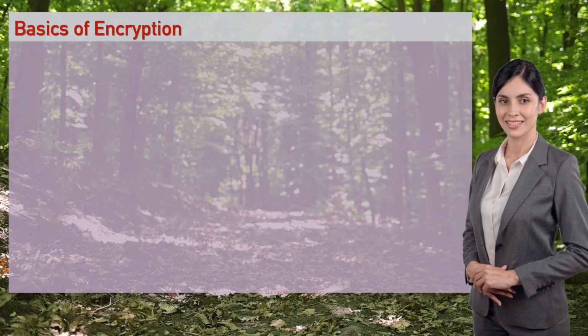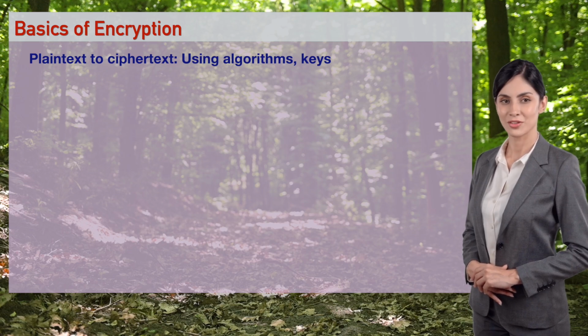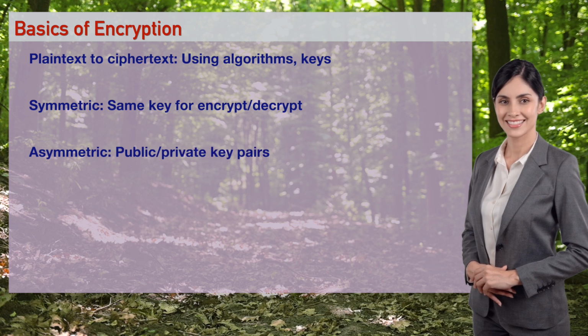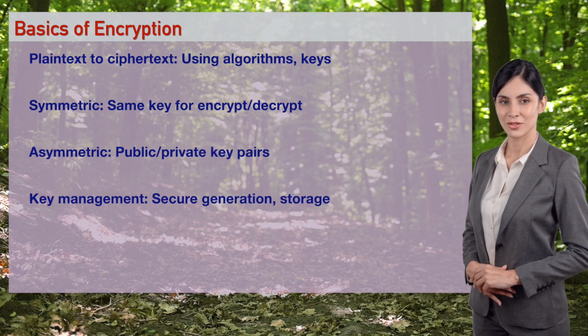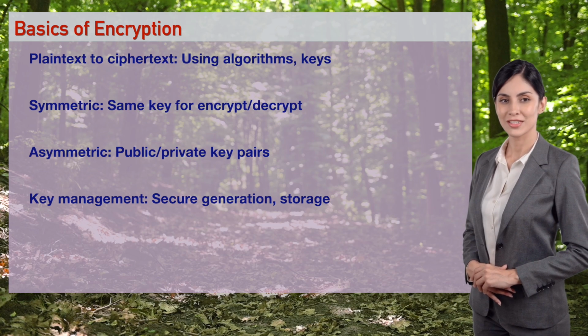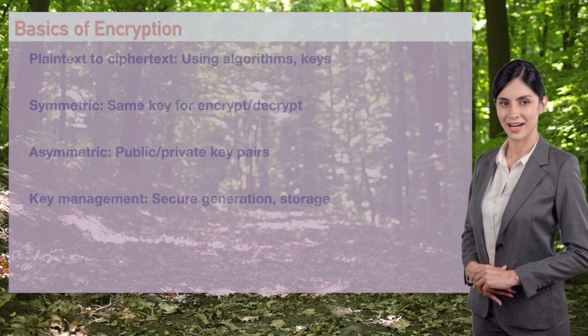Basics of encryption. It converts plain text into ciphertext using mathematical algorithms and keys, reversible only with the correct key. Symmetric encryption uses the same key for both encryption and decryption, offering speed for large data. Asymmetric uses public keys for encryption and private for decryption, enabling secure exchanges without shared secrets. Key management is crucial, involving secure generation, rotation, and storage to prevent compromise.